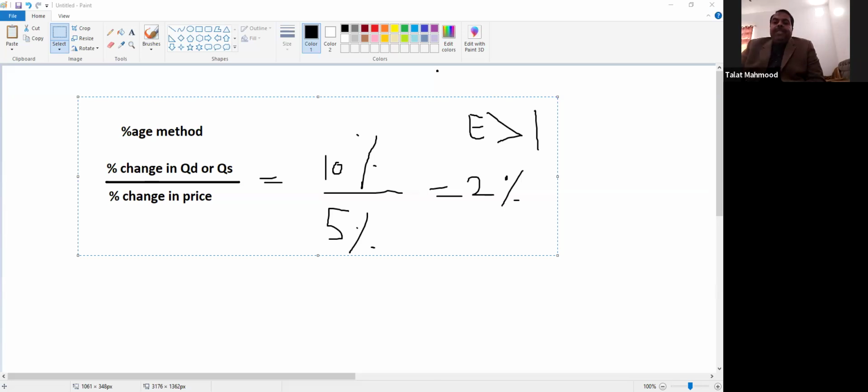So social cost means when the loss or the difficulties or the problems of a product are greater than its benefits. So that is called market failure.